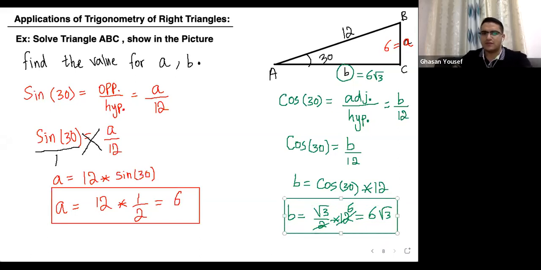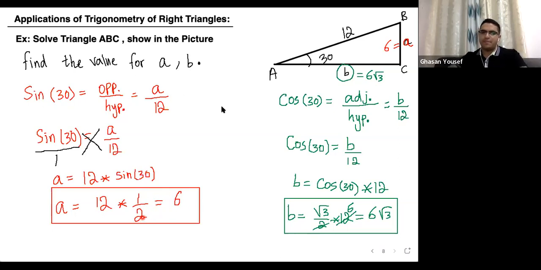How did you get the cosine from the table? From the table, Eric. You have to memorize the table. The cosine of 30 is the square root of 3 over 2. The sine of 30 is 1/2.